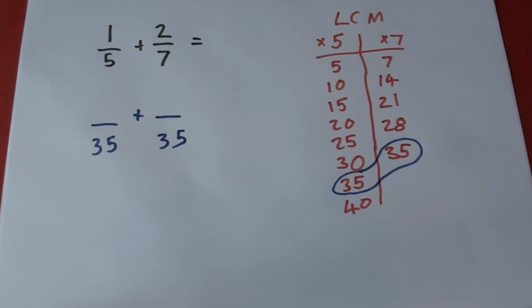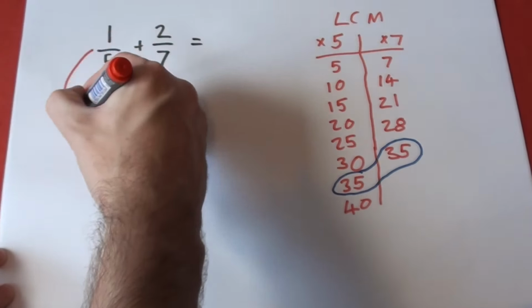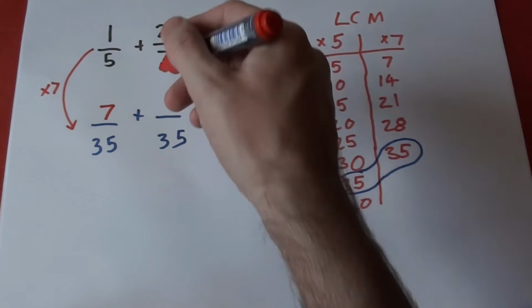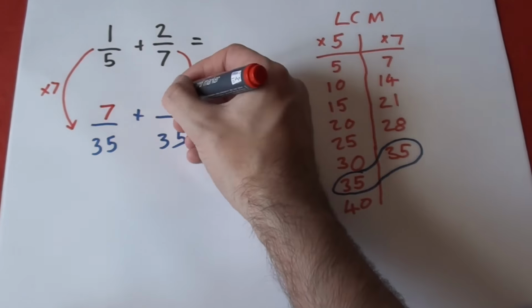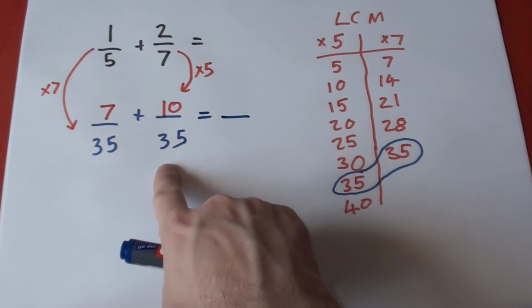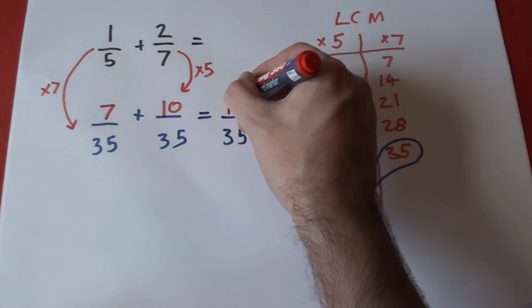So I count down my times tables to find out how many times bigger it is. I find it's 7 times bigger, so 5 times 7 gave me the 35. I multiply the top by 7 and get 7/35. I do the same to the other side, find it's 5 times bigger, and 2 times 5 is 10. We now have a common denominator. I can add these fractions together, so 7 plus 10 is 17.